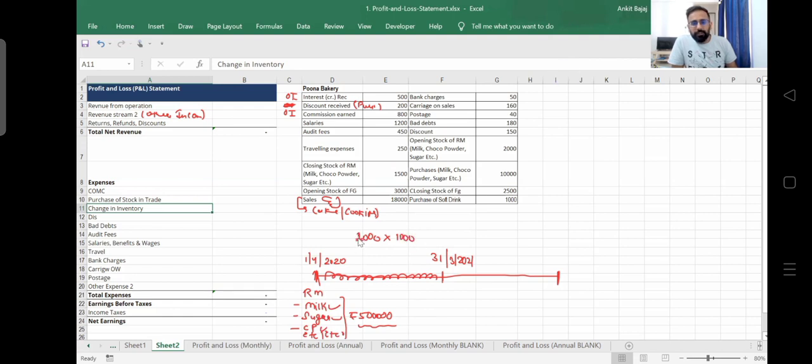Right? Selling price of one cake is how much? 1,000 rupees. So they will be able to generate profit of how much? Sales of 10 lakh rupees. It's not profit, it will be sales. So here you can see there will be sales of rupees 10 lakh.